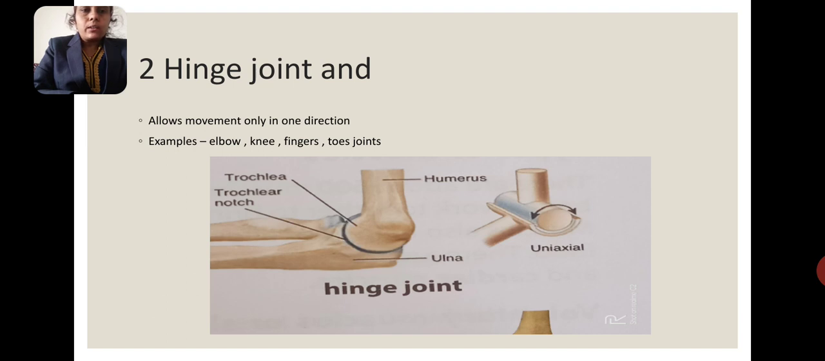Trochlea is there, trochlear notch is there where the two bones meet. The upper part is called the humerus, and then the ulna. This is related to our leg joint also. So what are the examples for that? Elbow. We have the elbow. In the elbow, the upper and lower bones are there. Where they meet, that meeting point or meeting joint, we can say, is the hinge one. And in the fingers also, where two finger joints are there, then toes and knees. These are the examples for the hinge joints.